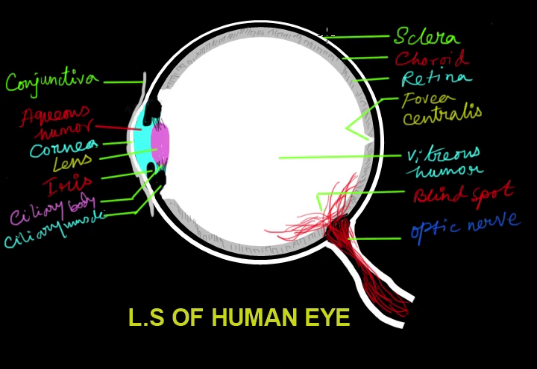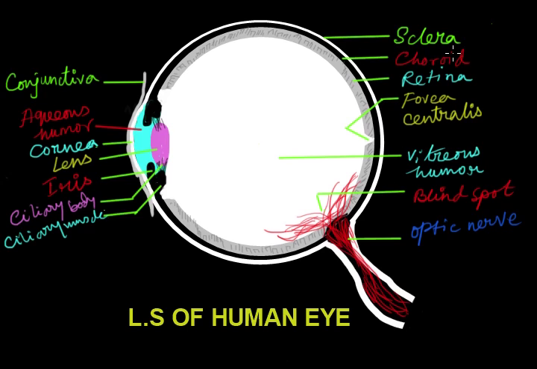Now, the sclera, which is the outermost layer, is composed of collagen fiber, a tough fiber. That's why it provides protection and tenuity to the whole eye structure.